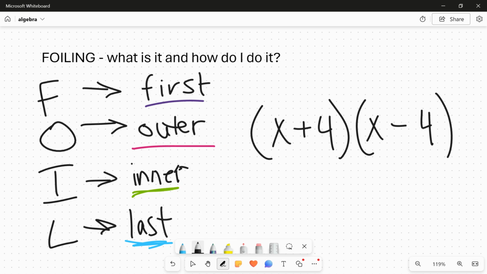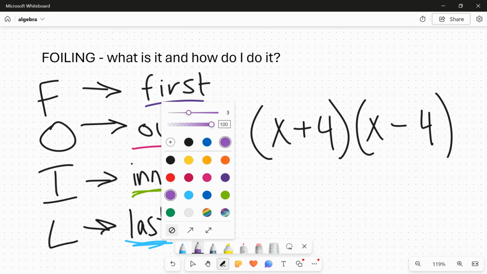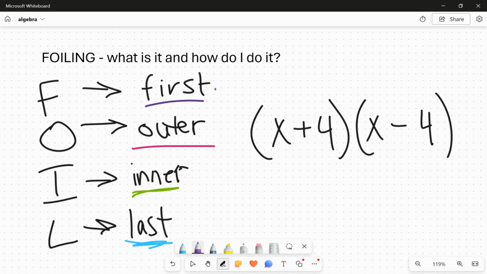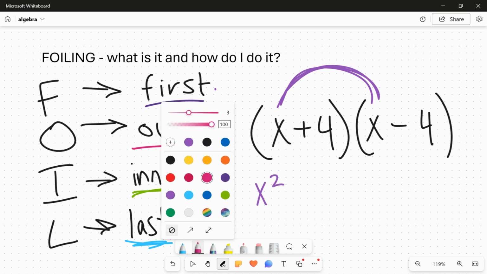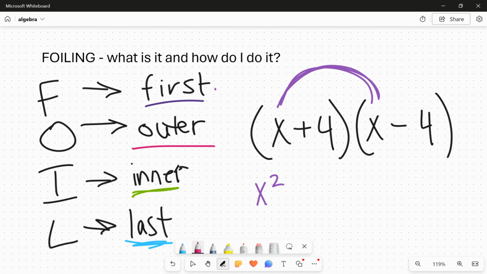So in order to multiply these, right, I can't just randomly choose which ones I multiply. I have to follow the FOIL process. So first, we'll go with our purple, which is first. So the two first things, whether they're x's or numbers, it doesn't matter. The two first terms, x times x squared. Okay, now let's go to the outer. The two outermost things here, which here we have an x and a -4.